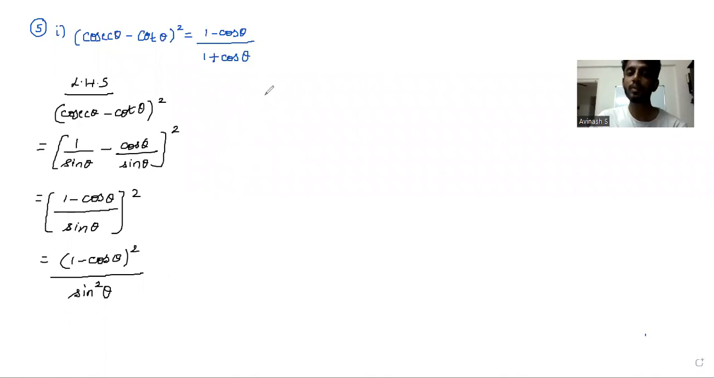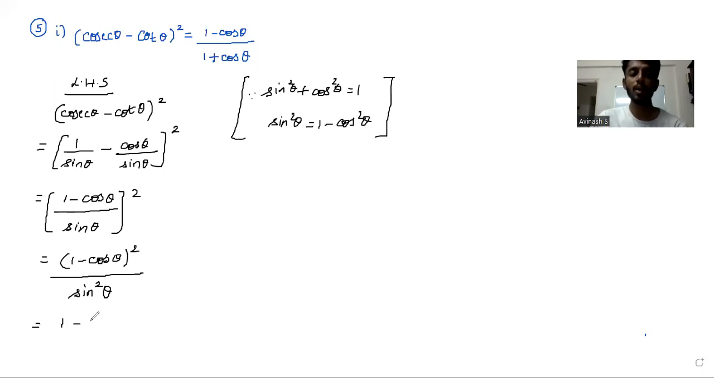For that, we know that sine square theta plus cos square theta equals 1, which is the first identity. And from this, sine square theta equals 1 minus cos square theta. We know this step is very important. When we substitute this here, we get (1 minus cos theta) the whole square, the numerator remains unchanged, divided by sine square theta, which is nothing but 1 minus cos square theta from the identity. So this is something that we need to know.